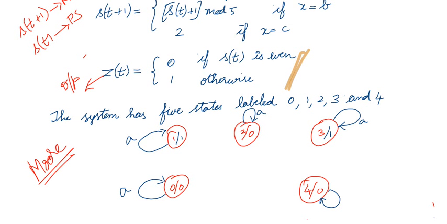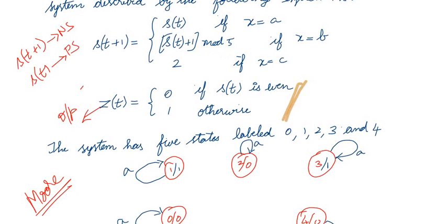When the input is A, we go to the same state. Based on this expression, look at this condition: S of t plus 1 equals x of t if the input is A. X is equal to A. Right? This x is your input. Remember, X is input.